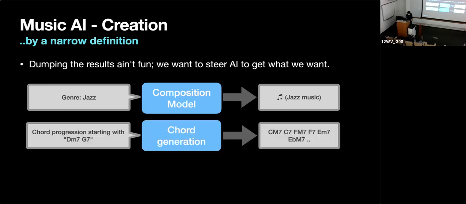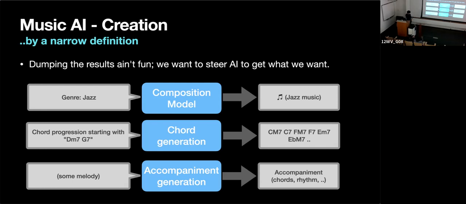And with a similar idea, we can give some prompt of the chord progression, like, what would be the next chord if the very first chord progression is B minor 7 and G 7, and the AI could do this or that. Finally, also a super popular topic: when we have a melody, we want some nice accompaniment, which would include the information of the chord and the rhythm, could be instrumentation, etc.